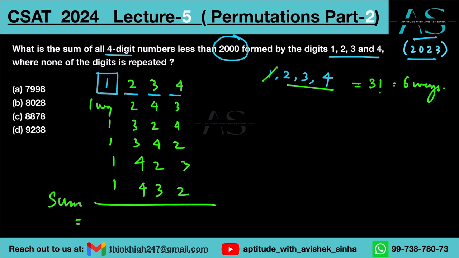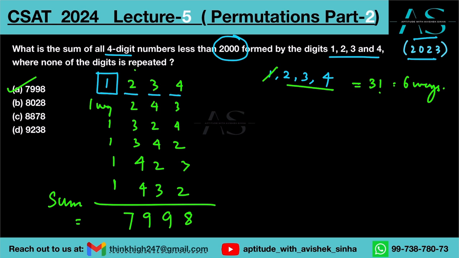Okay. How many 4s? 4 is occurring 2 times, 3 is occurring 2 times, 2 is occurring 2 times. 4 plus 4 is 8, 3 plus 3 is 6, and 2 plus 2 is 4. 18. So this is 8. Again, this will also be 18 plus 1, 19. Again, this is 18 plus 1, 19. And this is 6 plus 1, 7. 7998. Option A is the correct fit.